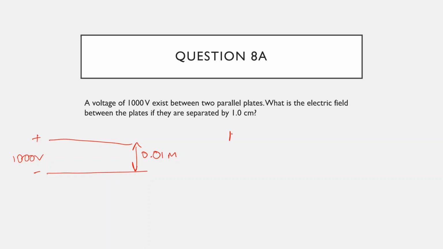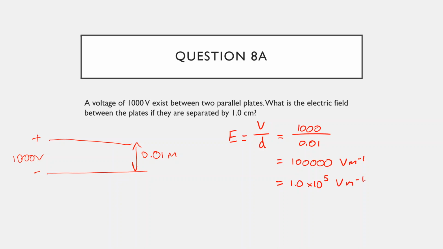Well, now we know we have this relationship here. Electric field is equal to the voltage divided by the separation. And so that's 1000 divided by 0.01. You end up with 100,000 volts per meter. If you want to put it into scientific notation, two significant figures, 1.0 times 10 to the 5. There we go. Pretty straightforward. Okay, just applying the equation for the electric field between two plates.